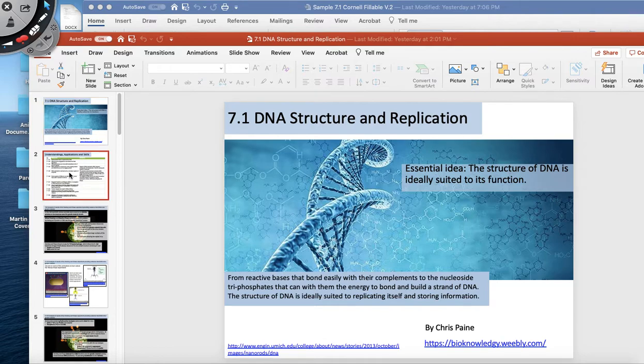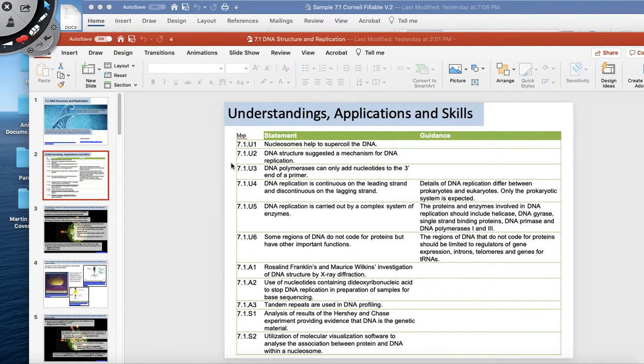If you skip to the next slide, you'll be able to find all of the understandings. They're all labeled U1, U2, U3, U4, U5, U6. The applications, there are 3 applications, and then there are two skills. Now let me show you what I do. I don't write down all 6 understandings. What I do is I look at all the understandings and I say, well, what are the concepts behind these understandings? Notice that this first concept is focusing on nucleosomes. What are nucleosomes? And then that's pretty much it.